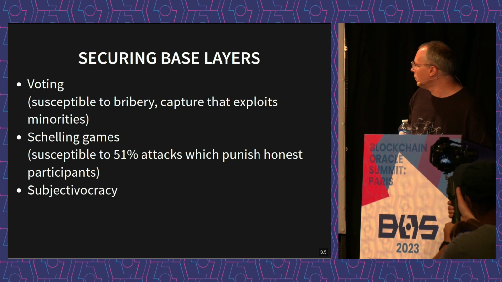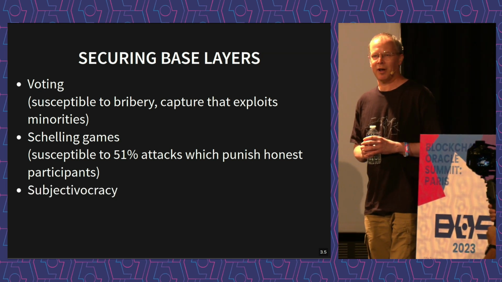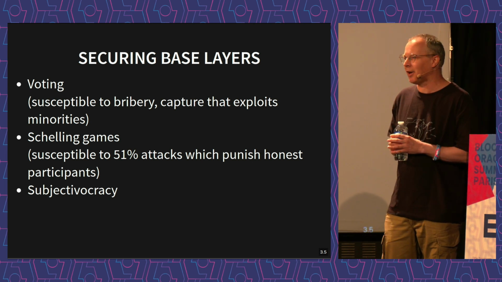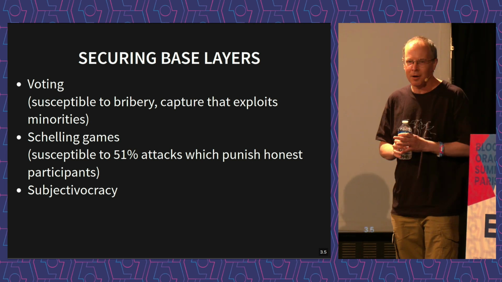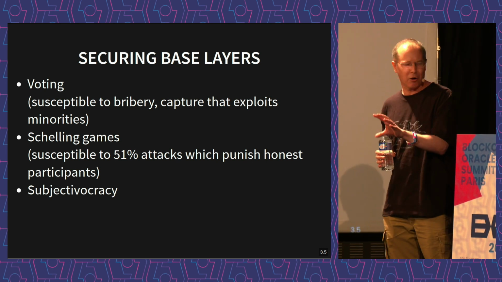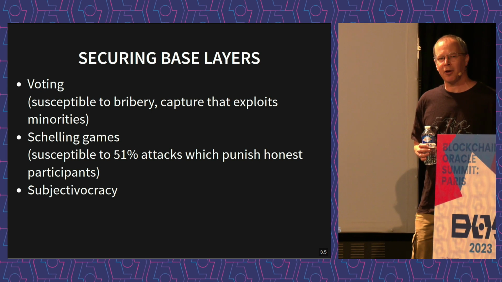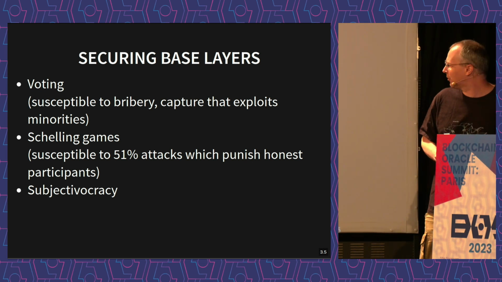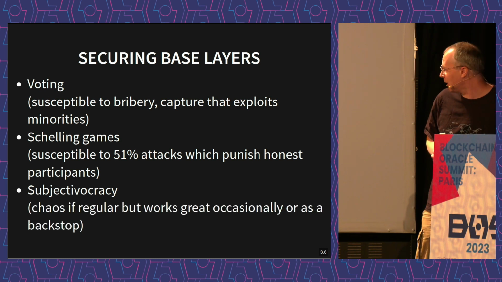But there's a final layer of security which underlies all these systems. And some people, especially in the Bitcoin tribes, like to pretend this isn't there, but it is. And it's what really underpins the security of base layers. And that's what Vitalik calls subjectivocracy. I'll give you a link at the end to read Vitalik's piece on subjectivocracy, which is really good.